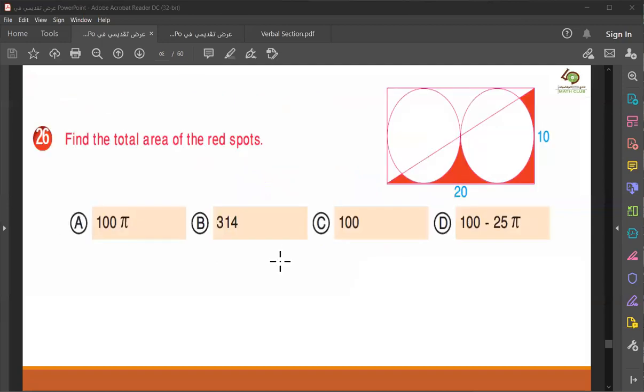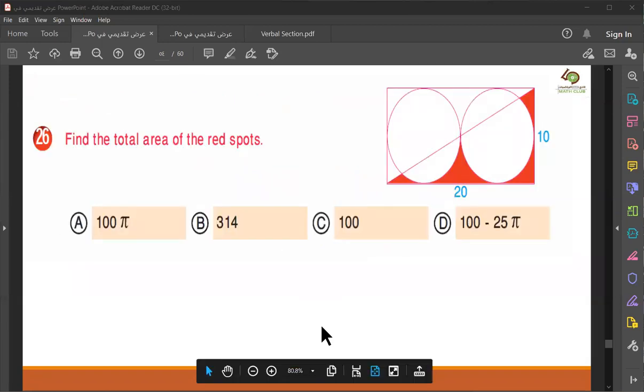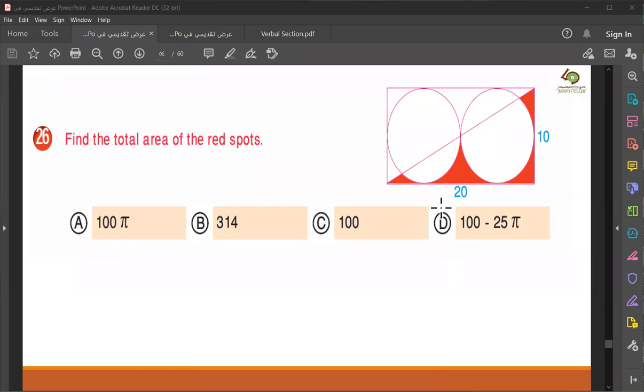Okay, now the last question. Find the total area of the red spots. What is it? Look here. When you see the shape, you see this part. Look, this part is the same as this part here, right? So how to find the shaded area? You find the area of the triangle minus the area of one circle.